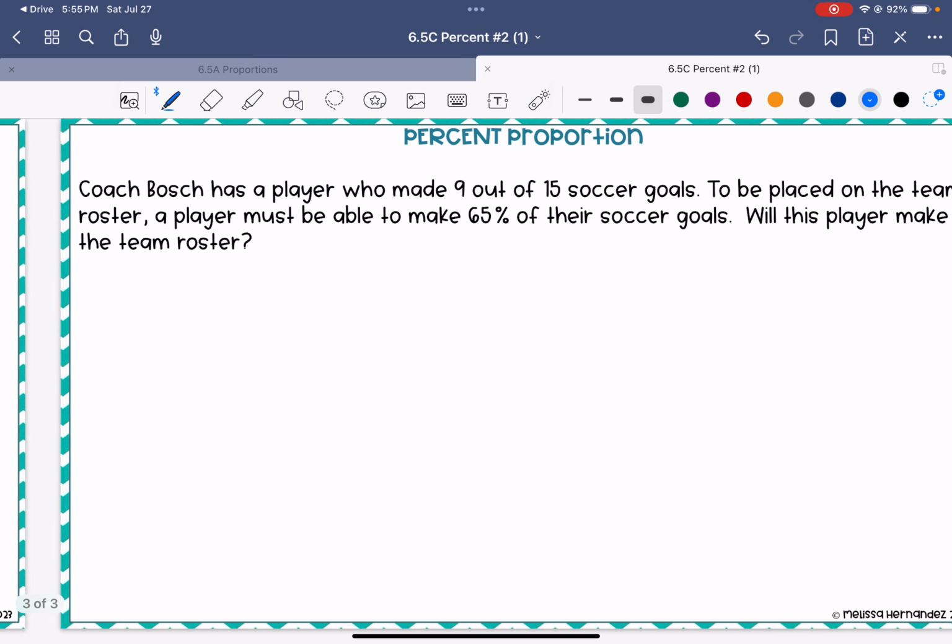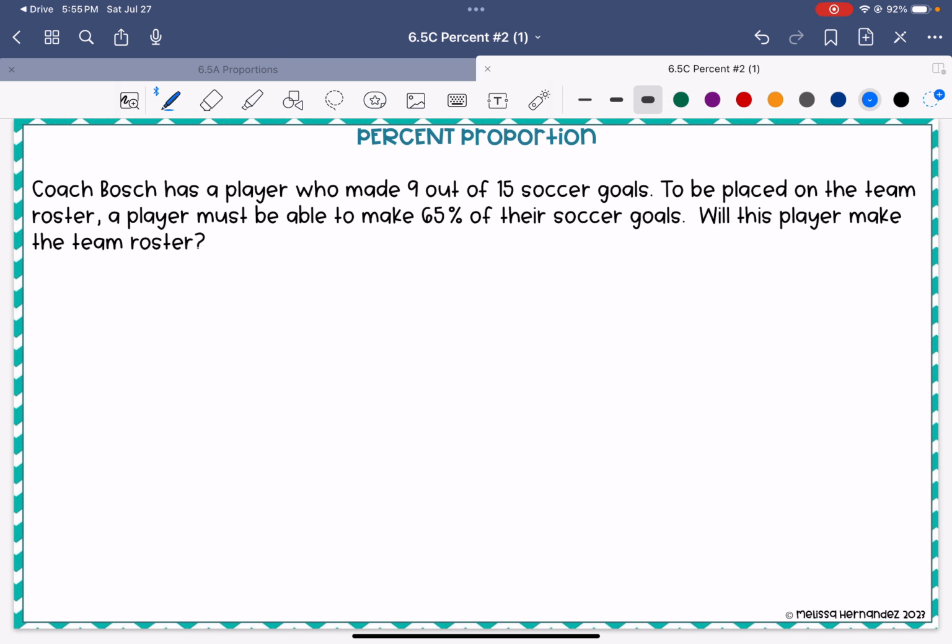All right, let's do one more example. Coach Bosch has a player who made 9 out of 15 soccer goals to be placed on the team roster. A player must be able to make 65% of their soccer goals. Will this player make the team roster? Well, let's first set up our proportion. In this one, I'm going to do percent on the left side. It doesn't matter as long as it's the bottom as your denominator. And 9 is your part. And 15 is the total.